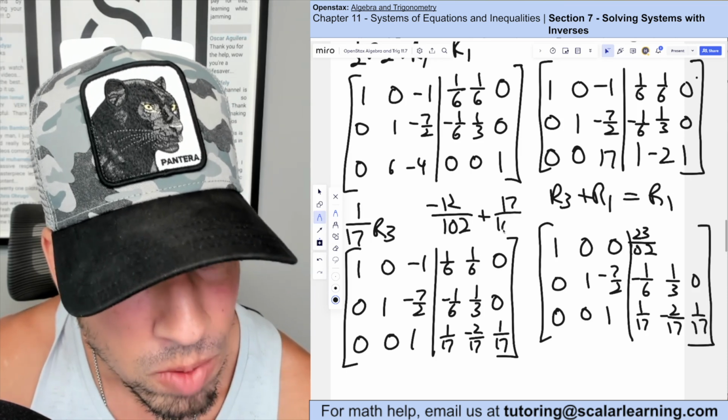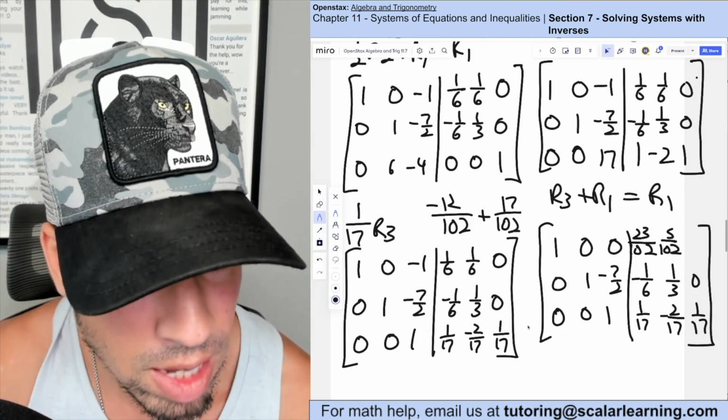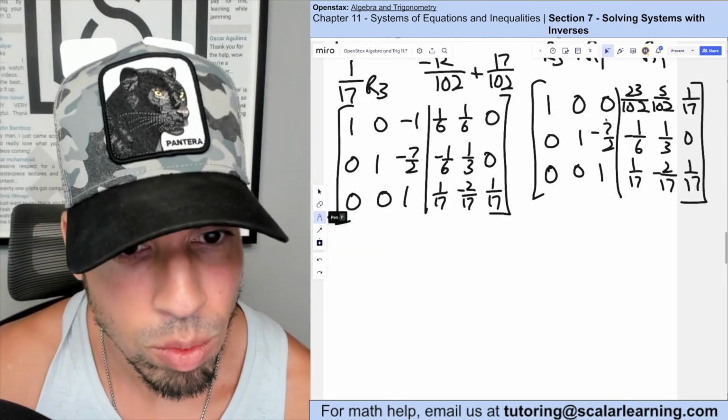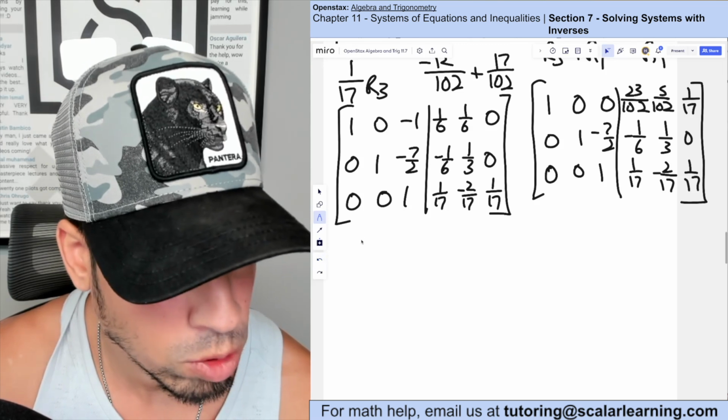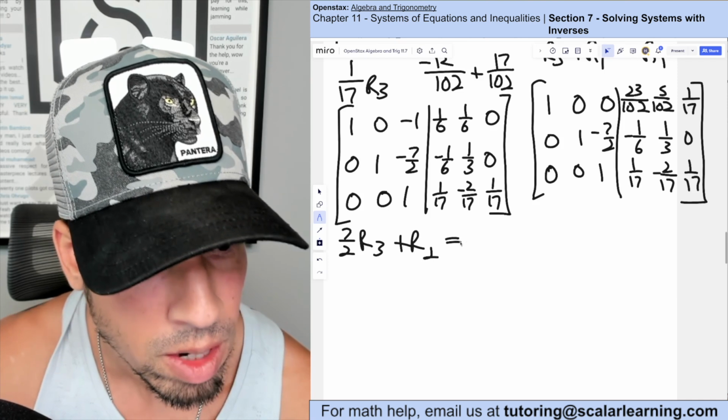That's 17 over 102, which gives positive 5 over 102. And then last but not least, 1/17 plus 0 is 1/17. Last one, we've got to flip that to a 0. So I'm going to multiply row 3 by 7/2, positive, and add it to row 2. And we get a new row 2.